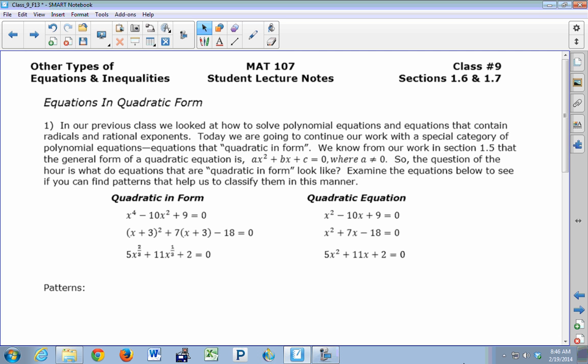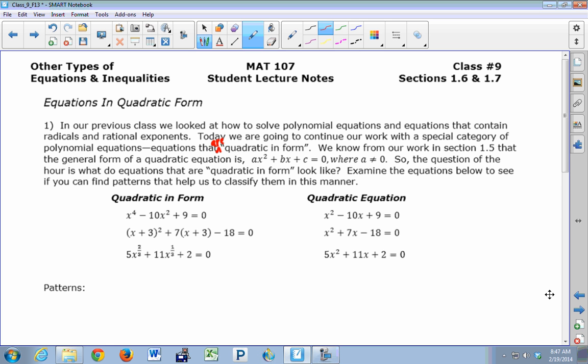Okay, so let's start us off here. In our previous class, we looked at how to solve polynomial equations. This is going to continue our work, with a special category of equations that are quadratic in form. We know from our work in section 1.5 the general form of a quadratic equation: ax squared plus bx plus c equals 0, where a is not equal to 0.